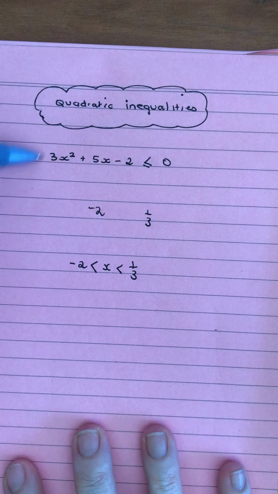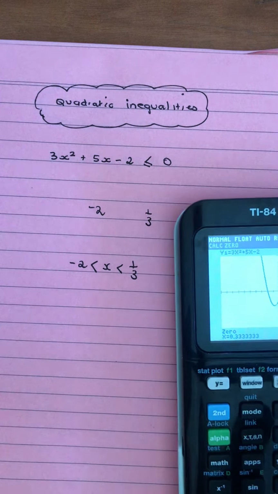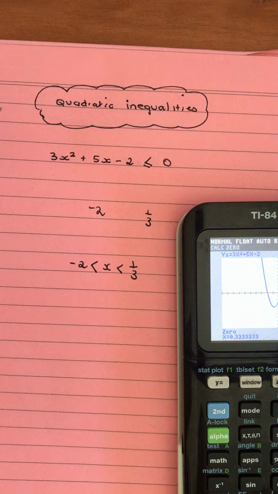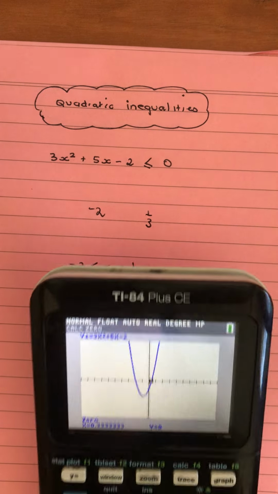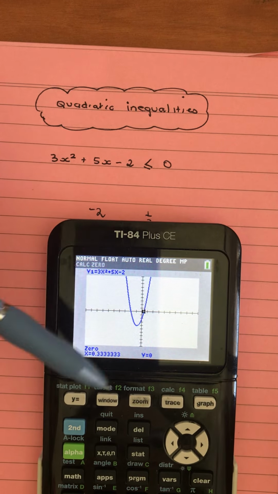Your other option is to factorize this one up here and do it that way to then be able to sketch and go from there. But if you've got a calculator, sketch it, work out which section you're looking at.